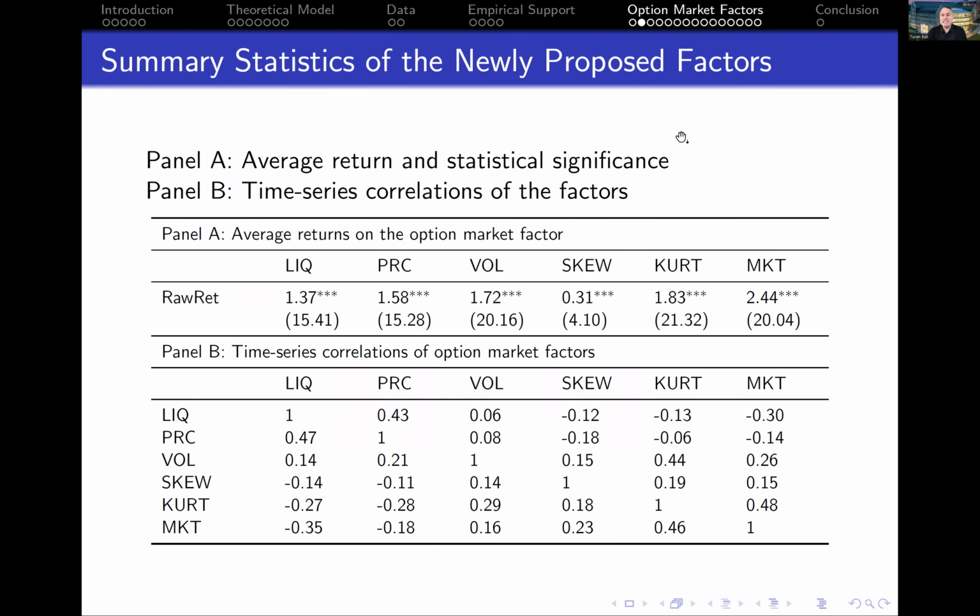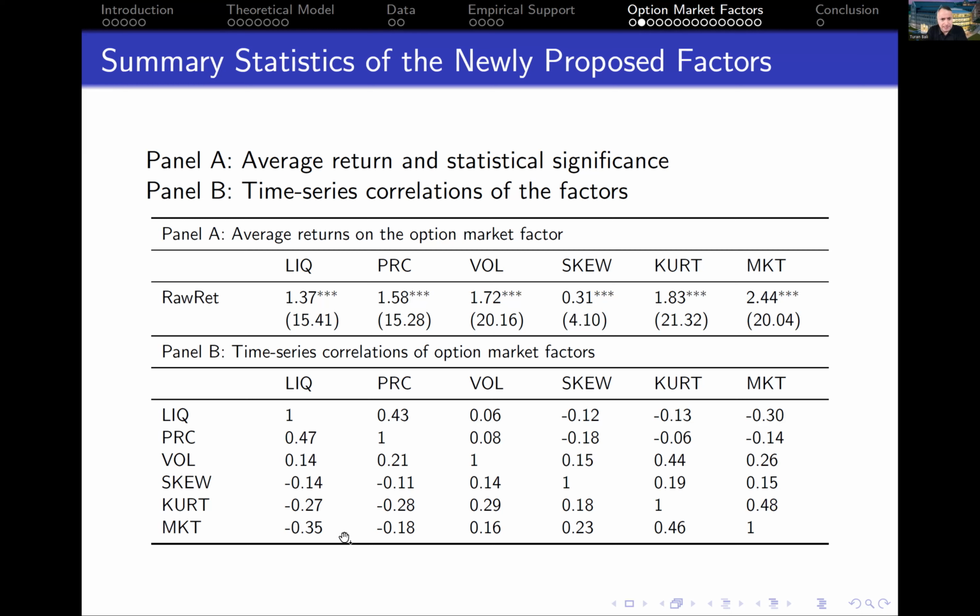Now, next we look at the average return on these factors, whether average returns are significant, okay, and if they are explained by existing factor models, right? So as you can see, the average returns on the liquidity, price, volatility, skewness, and kurtosis factors are highly significant. Again, consistent with the earlier table. Relatively speaking, the skewness factor generates a relatively smaller premium, all right? But they are all significant. Of course, the market factor has the largest average return as expected.